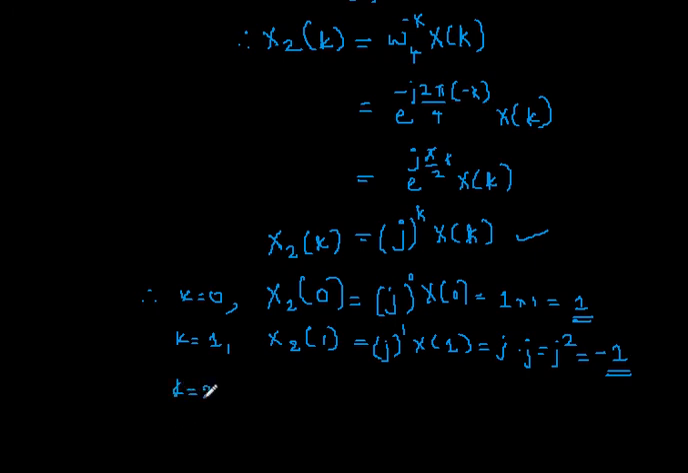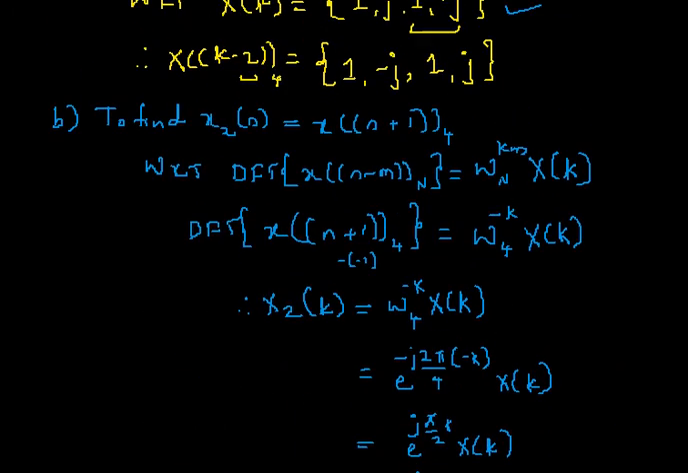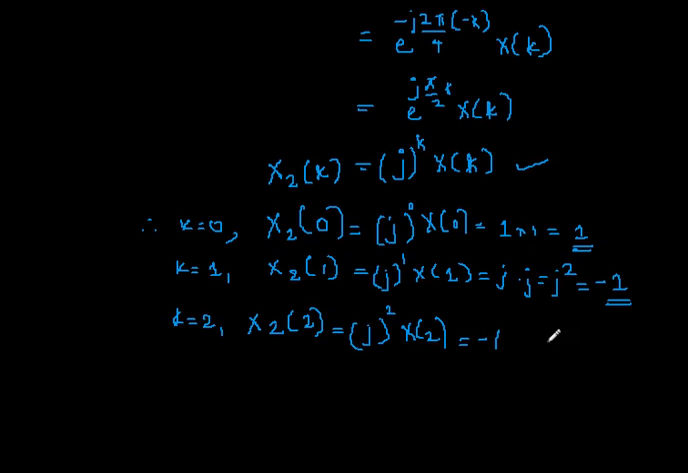Similarly, put k equal to 2. If I put k equal to 2, I get x2 of 2, which is equal to j to the power 2 times x of 2. j to the power 2 is j square, which is minus 1. What is x of 2? Just go up and check, it is 1. So minus 1 into 1, I get minus 1 again.